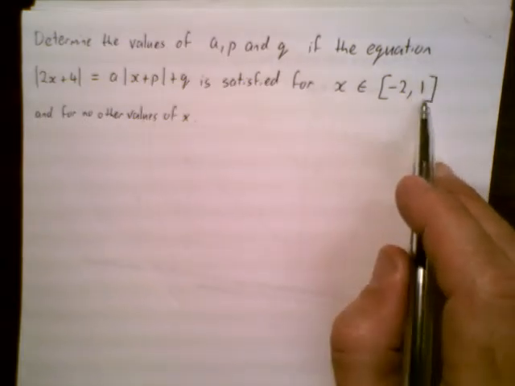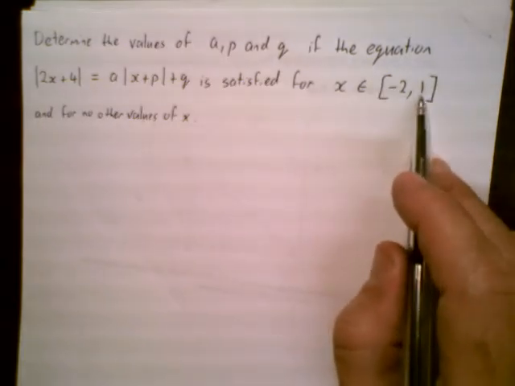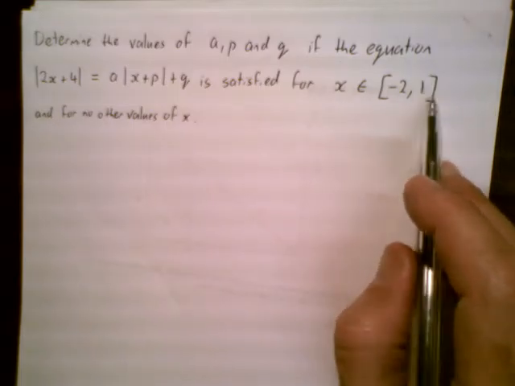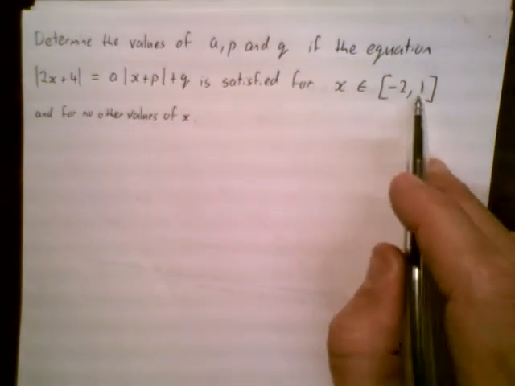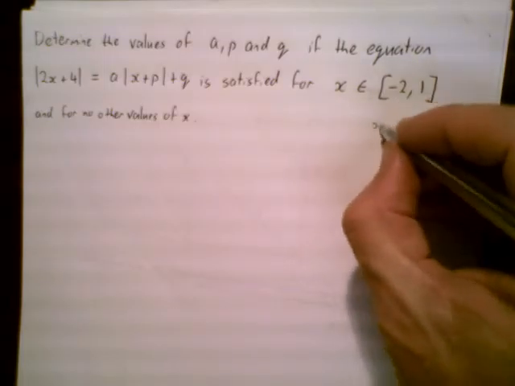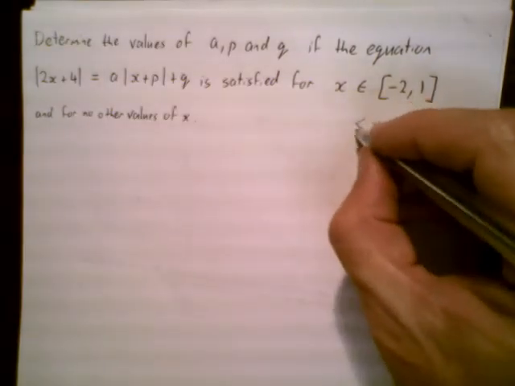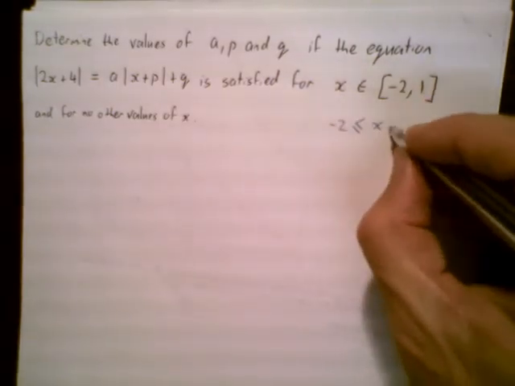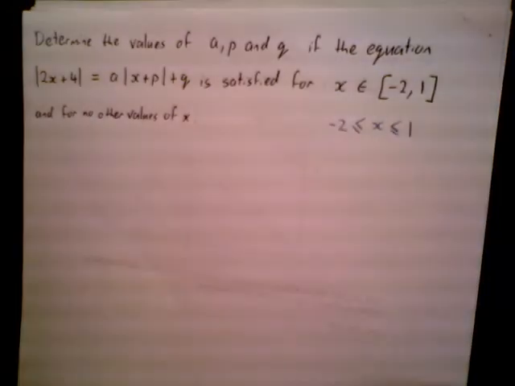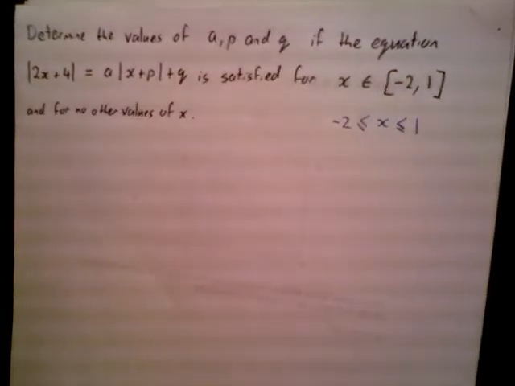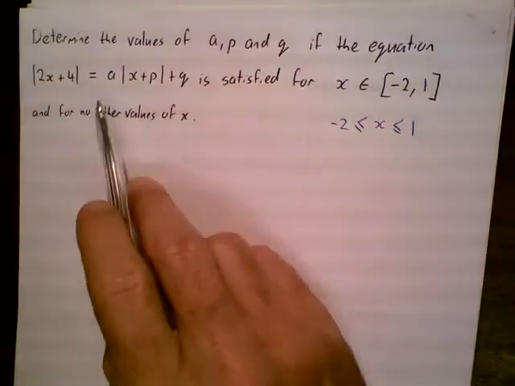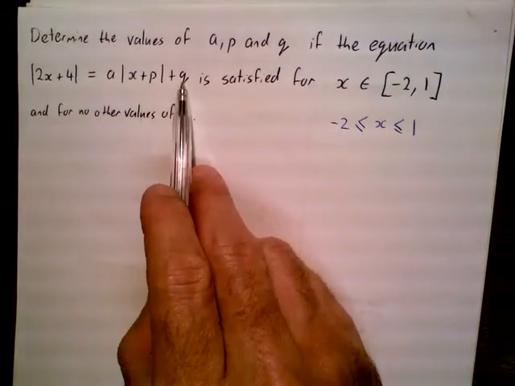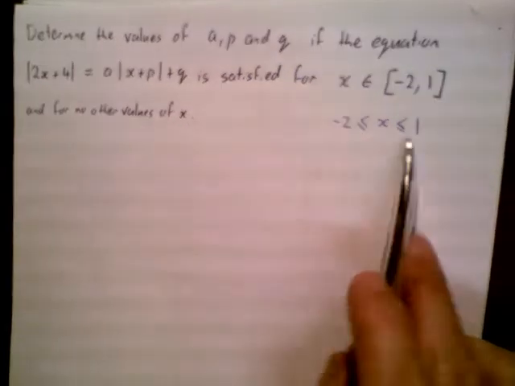So these square brackets mean we're including the negative 2 and the 1. If it was a curved bracket, it wouldn't be inclusive of the negative 2 and 1. So in other words, our solution set, if you like, is x is anywhere between negative 2 up to positive 1. So what we're trying to find is these values a, p and q such that this equation will give this solution range of values.